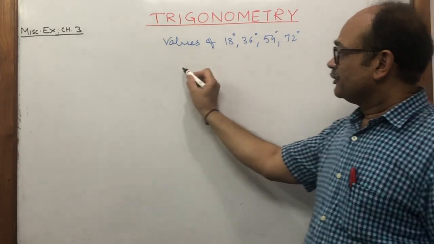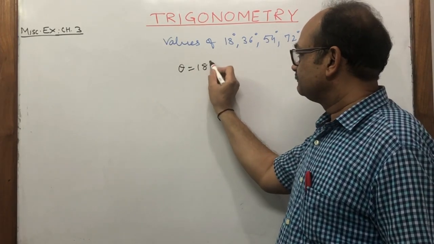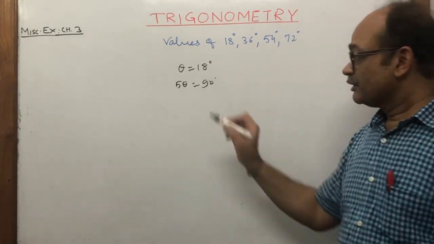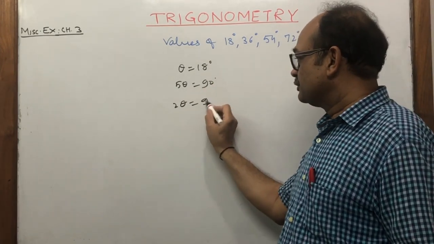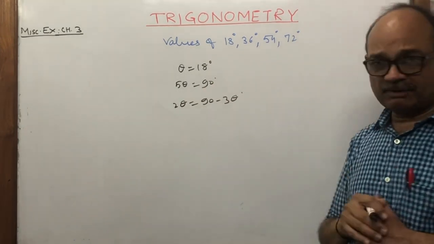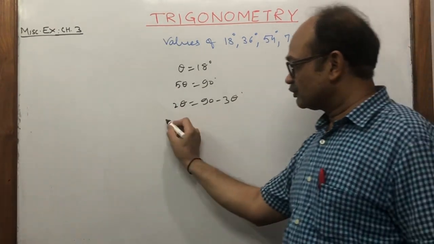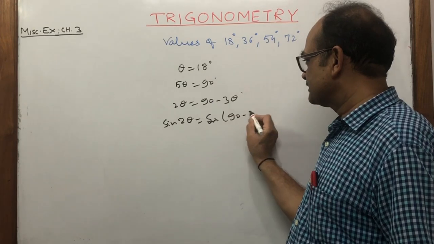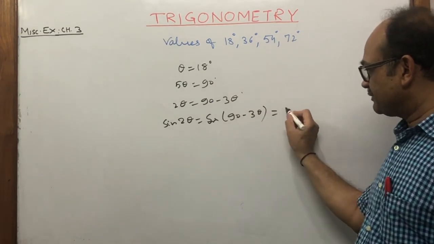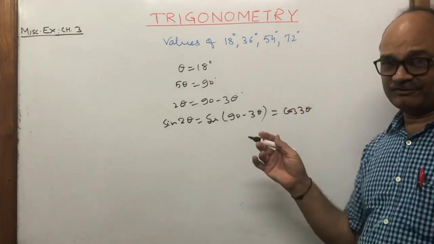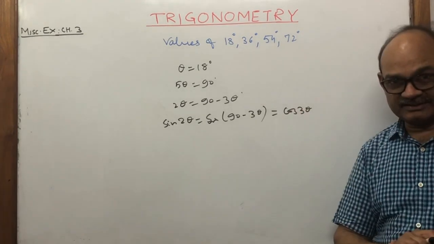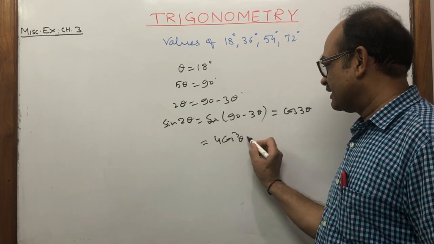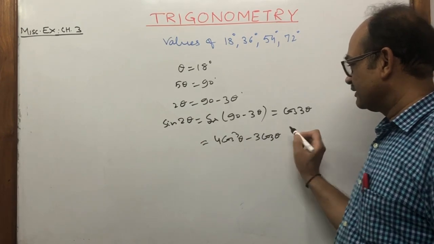Suppose theta is 18. It means 5 theta is 90. We can write 2 theta equals 90 minus 3 theta. No problem. If you take sin both sides, what are we getting? Sin 90 minus 3 theta, and sin 90 minus 3 theta is nothing but, you know very well, complementary angle system, cos 3 theta. And cos 3 theta formula is 4 cos cube theta minus 3 cos theta.